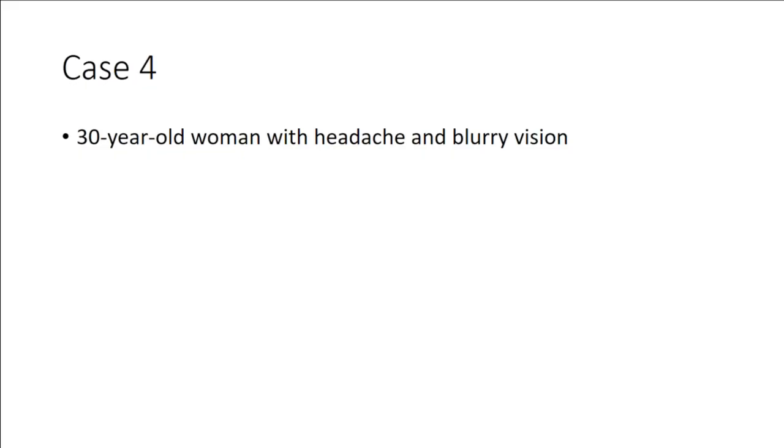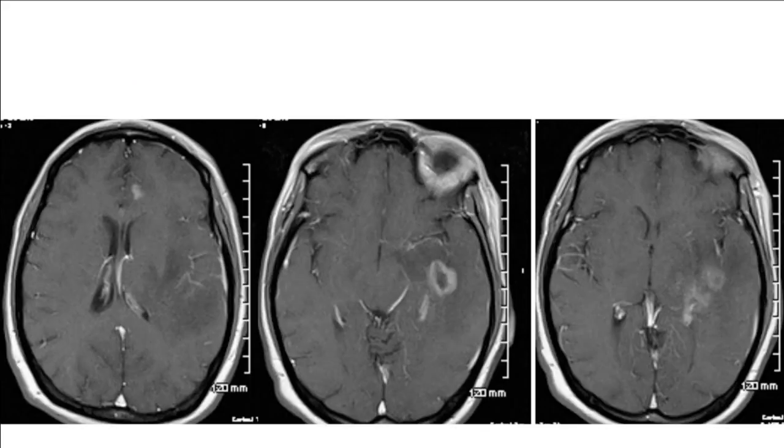Case number 4, 30-year-old woman with headache and blurry vision. And this is the MRI, T1 weighted post contrast. So you have several enhancing lesions. This one has a ring type of pattern, so it suggests that you have central necrosis. They are deep, multiple.